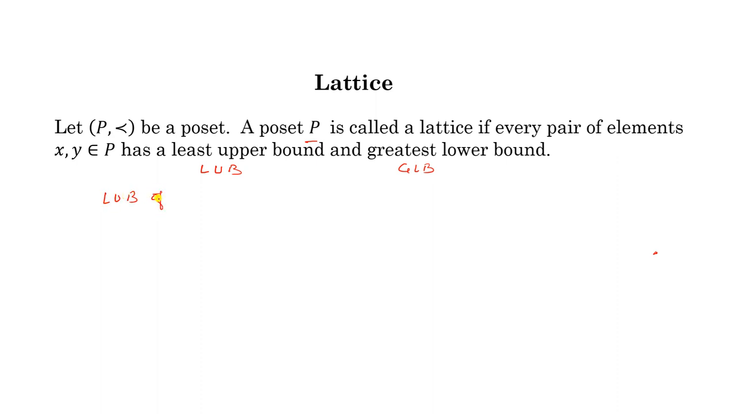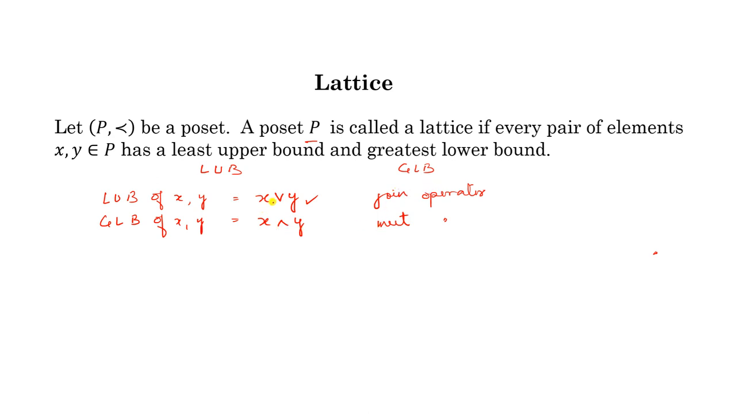For least upper bound of x comma y, we can also write x or y, and this is known as the join operator. And for greatest lower bound of x comma y, we write x and y also. This is known as the meet operator. So we will use x or y for least upper bound, x and y for greatest lower bound.